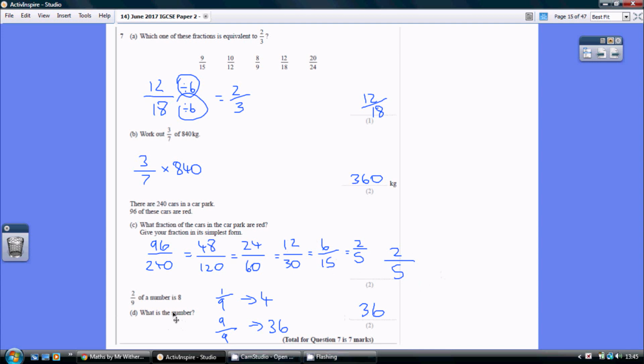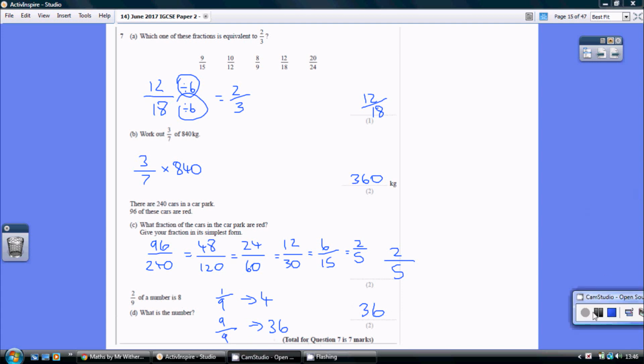Now for part D, we've got to give this some thought. We're told 2/9 of a number is 8. What is the number? So if 2/9 of a number is 8, what must 1/9 be? Well, that's got to be half of the 8, which is 4. So 1/9 of our number is 4. Now we want the whole number, so we want 9/9. So we take our 4 and multiply it by 9, giving us 36. So 36 is the number because 2/9 of 36 is 8. 1/9 of 36 is 4, so 2/9 would be 8.